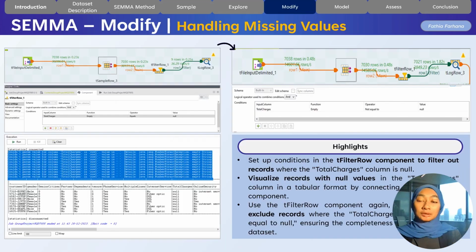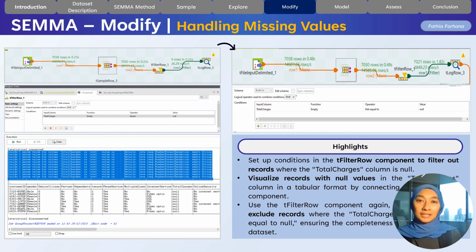In the modify phase, we will be showcasing how we handle null values using Talend Data Integration. In this tool, we set up the condition in the tFilterRow component to filter out records where the total charges column is null. Then we visualize the records with null values in a tabular format by connecting to the tLogRow component. And lastly, we also embed the tFilterRow component again, configured to exclude records where the total charges column is not equal to null, to ensure the completeness and quality of the entire dataset.